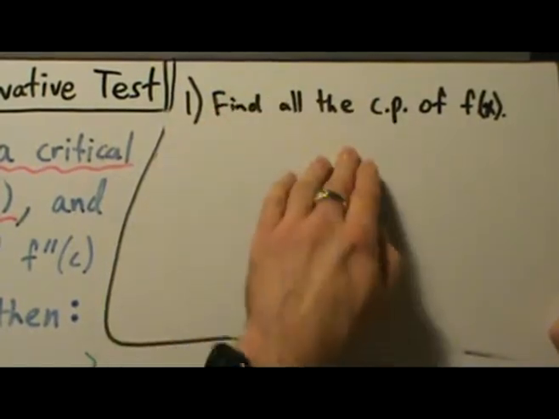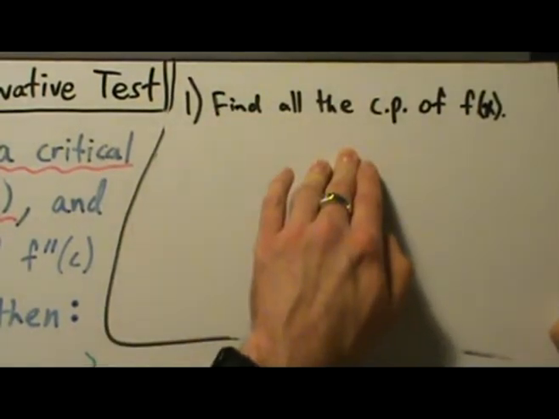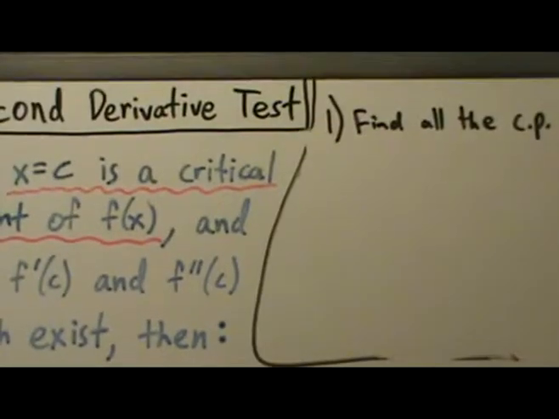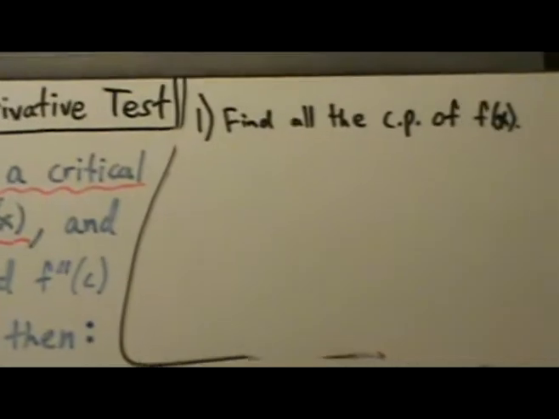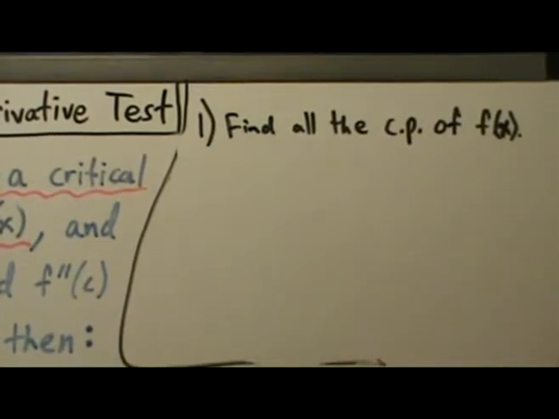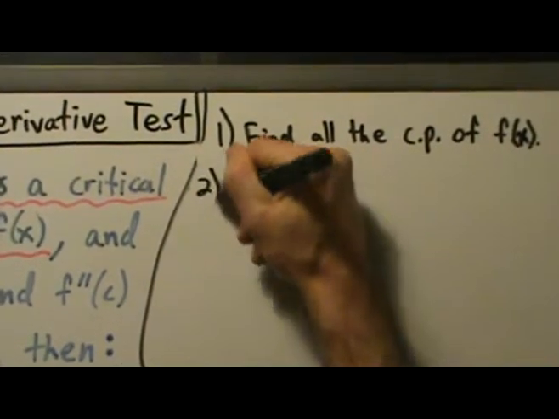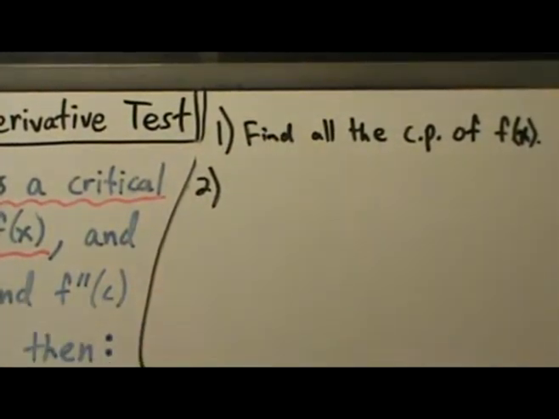So if you have some critical points where the first derivative doesn't exist, you won't be able to use the second derivative test, but at least you'll know those critical points are there so that you can use something else. Now I also want to point out that for some applications it might not actually matter, and we'll do those a little bit later on. But for now, find all the critical points of f of x. Always the safest thing to do there.